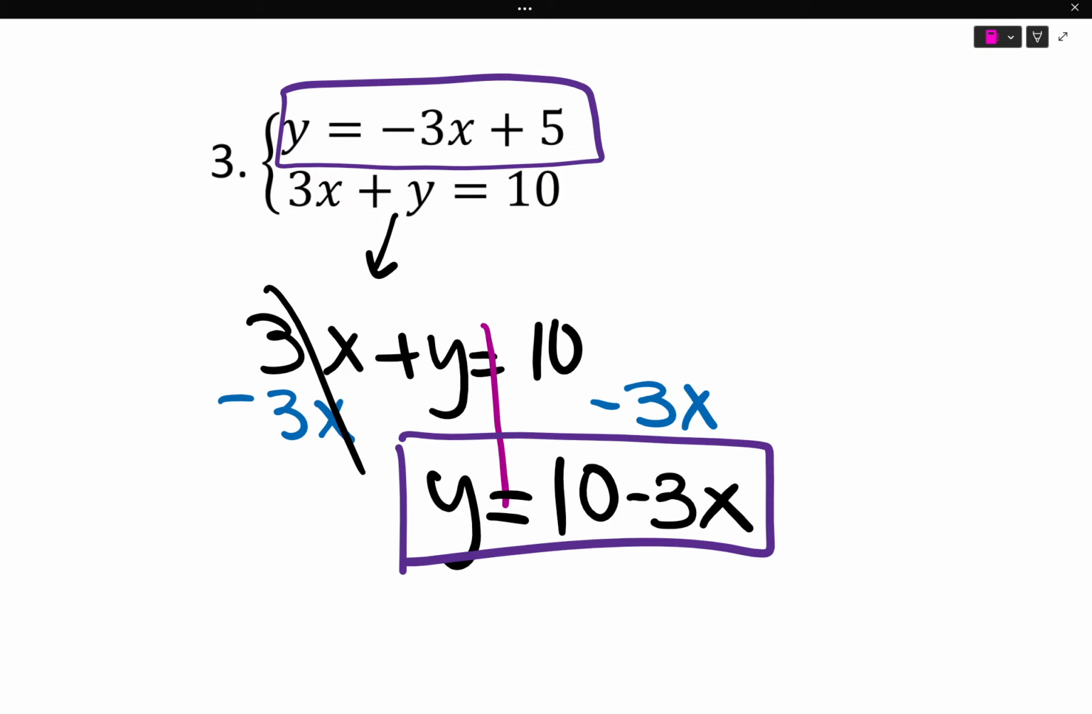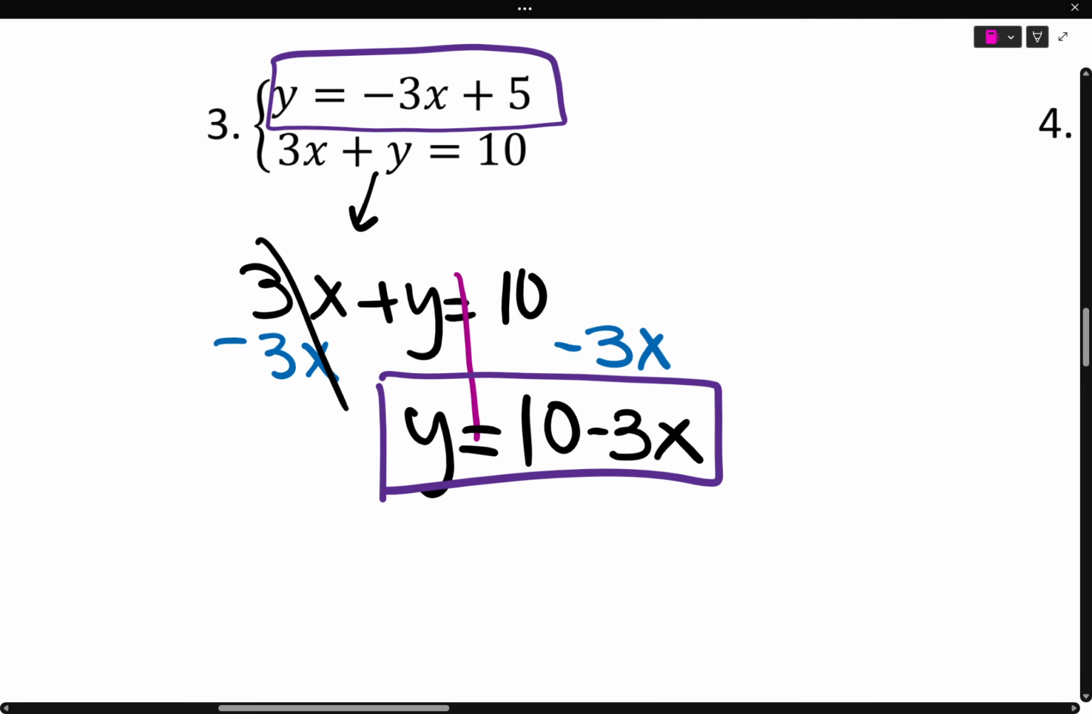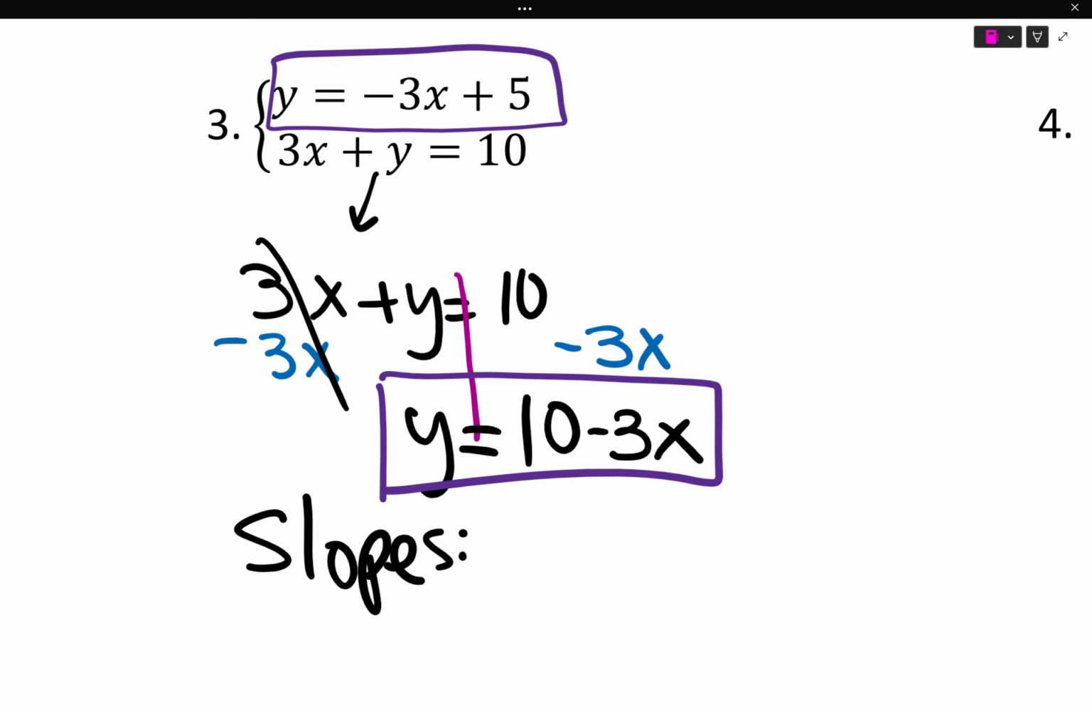All right. Now, again, let's compare slopes. And then if we need to, we'll compare y-intercepts. The first equation has a slope of -3. And the second one that we manipulated also has a slope of -3. Okay. So this is either no solution or infinite. Let's take a look at the y-intercepts.